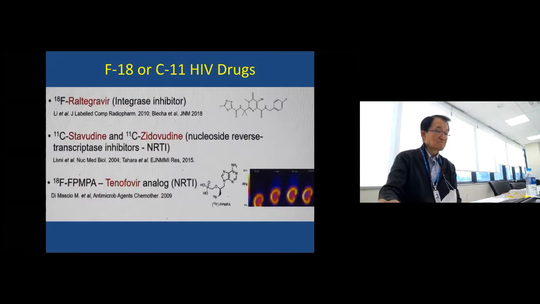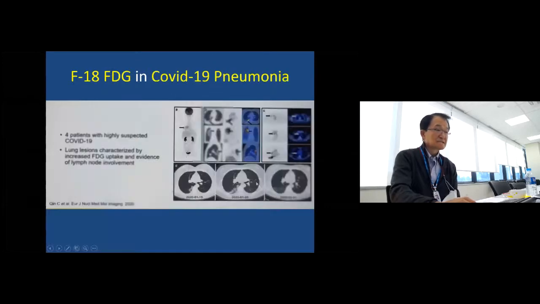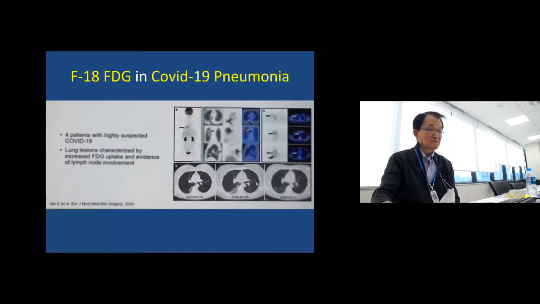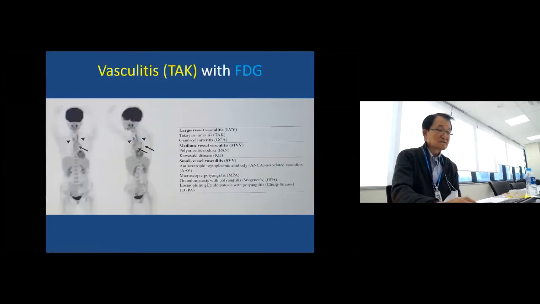HIV drugs have been labeled, basically inhibitors of enzymes. Right? And then it shows uptake, but not much. So now COVID FDG also shows. You know this CT shows all this classical ground glass density. And how much FDG is helpful, we don't know.